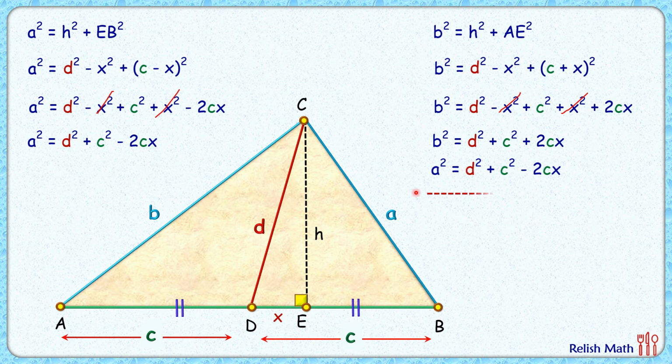So when you are adding these equations, your LHS will be a square plus b square. In RHS, this plus 2cx and minus 2cx will get cancelled. So RHS will be 2 times d square plus c square. And that's what we had to prove. Hence proved.